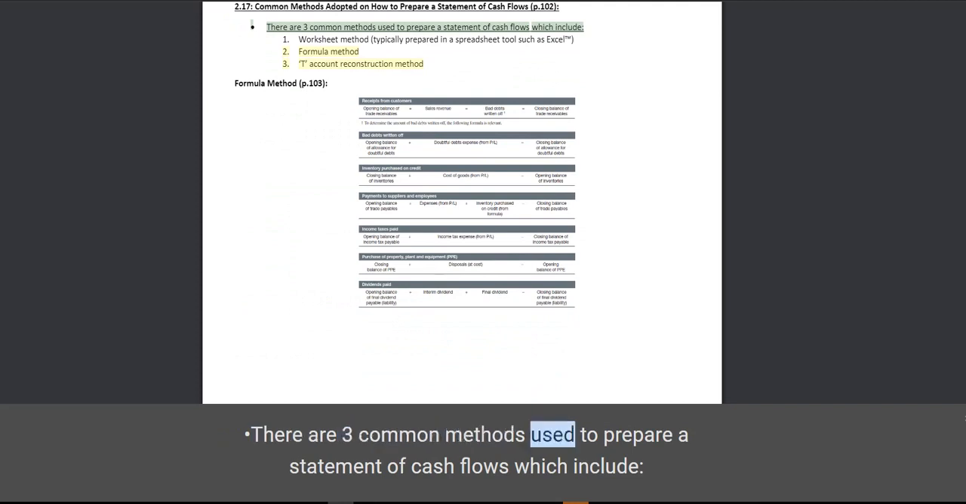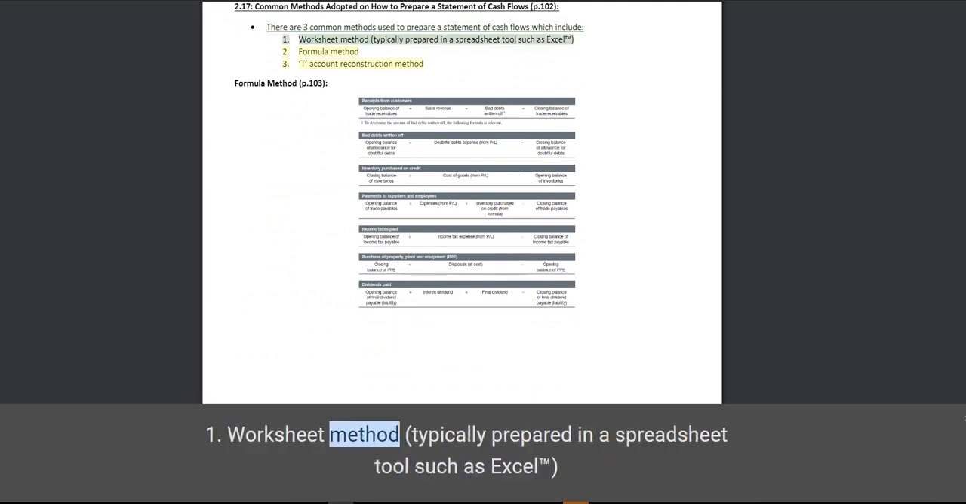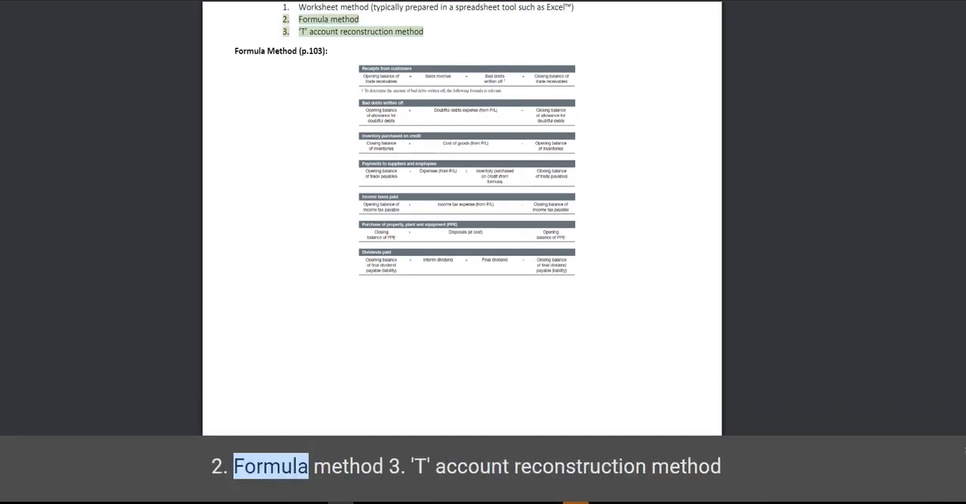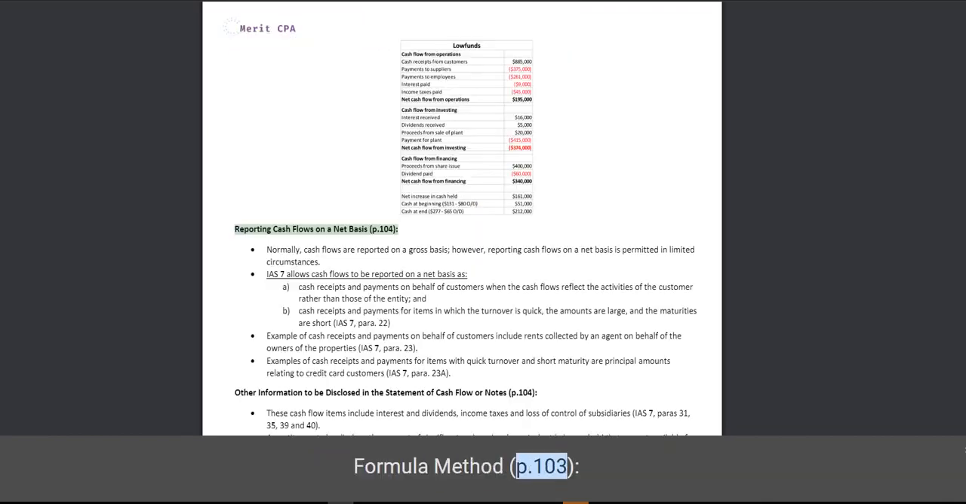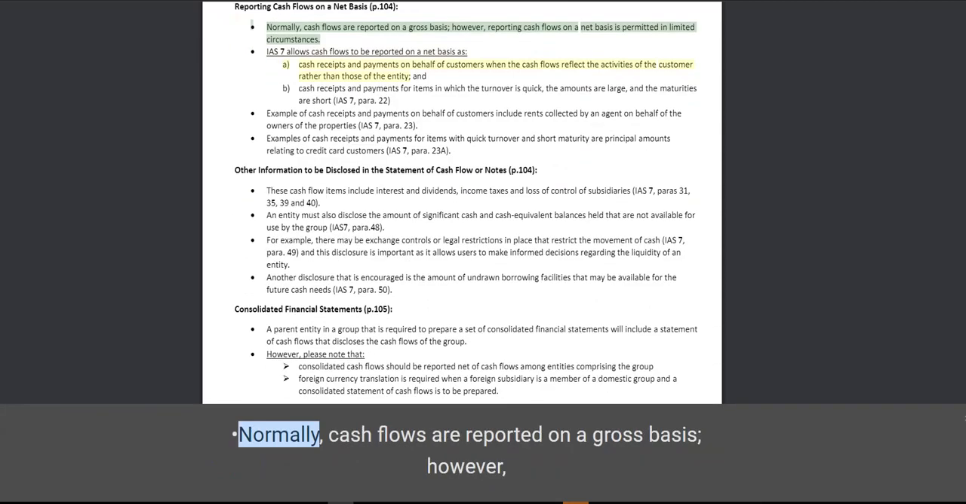There are 3 common methods used to prepare a statement of cash flows, which include 1. Worksheet method, typically prepared in a spreadsheet tool such as Excel. 2. Formula method. 3. Account reconstruction method. Formula method, P.103. Reporting cash flows on a net basis, P.104. Normally, cash flows are reported on a gross basis.